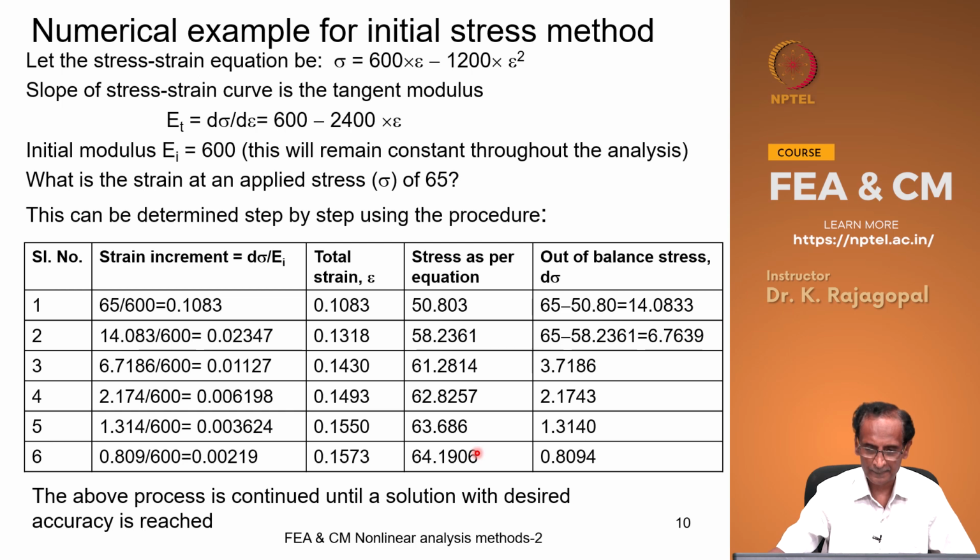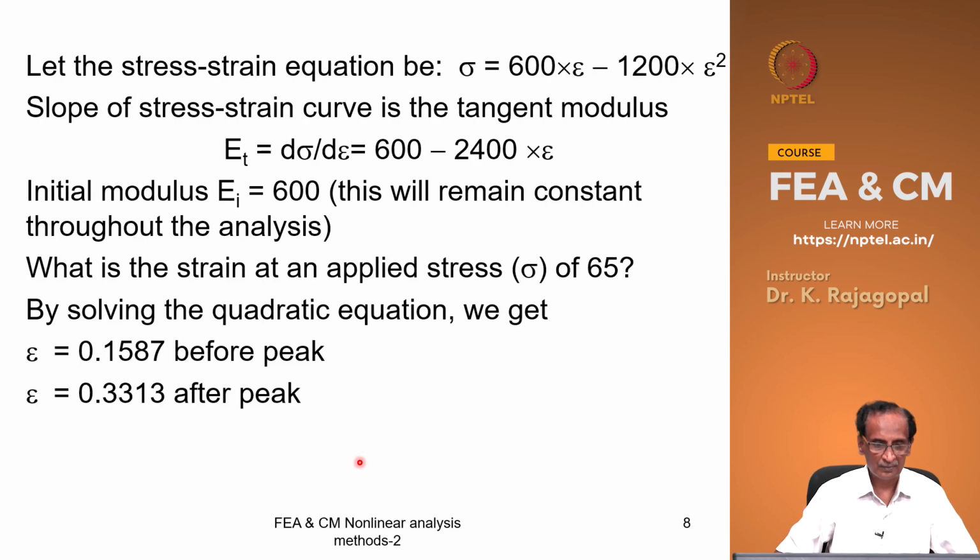We compare our out of balance force to the applied stress, and within about 1% or 0.1% we can stop iterating. Once you are happy with the out of balance force that you have, you can stop the process. In this case, within about 6 iterations our total strain obtained is 0.1573, which is very close to this value of 0.1587.